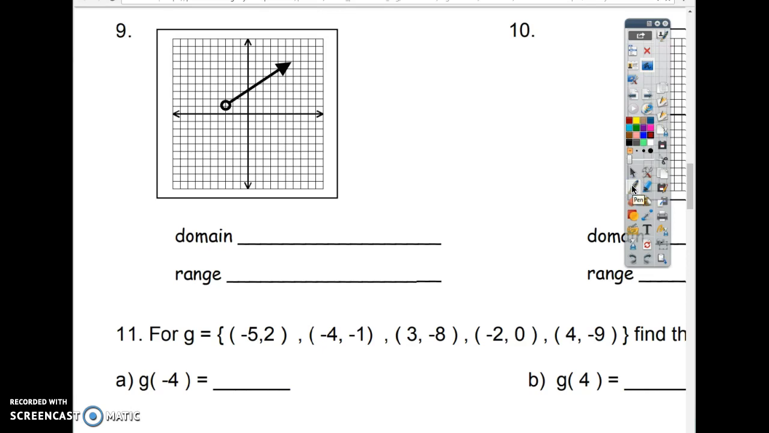Domain, range. Why did I start it like this? Because this is continuous. Okay? It's not points on a graph, it's continuous. So domain is from left to right. Where does it stop on the left? What number is this? 3. Negative 1, 2, 3. So it stops at negative 3. It's an open circle, right? So open circle means I don't put a line right here. It does not equal to it.